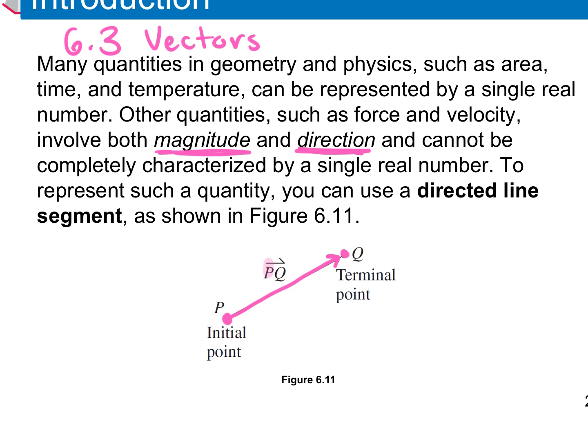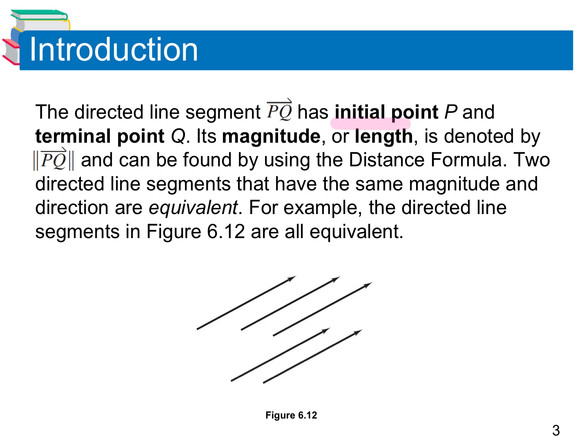It's written as a vector from P to Q, like this. It kind of looks like a ray a little bit, but it's not quite a ray. It's a vector because the direction matters. So our directed line segment has an initial point and a terminal point. Its magnitude is the length. So magnitude and length mean the same thing. The magnitude symbol is kind of like an absolute value symbol, but it has 2 bars on both sides. So this is the symbol for magnitude, and it can be found using the distance formula.